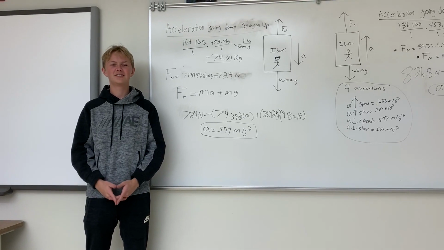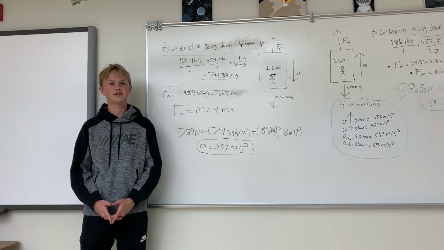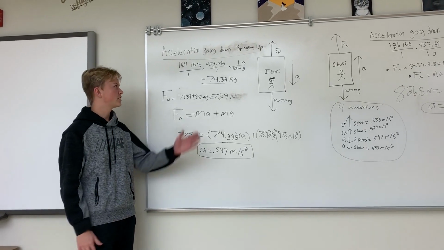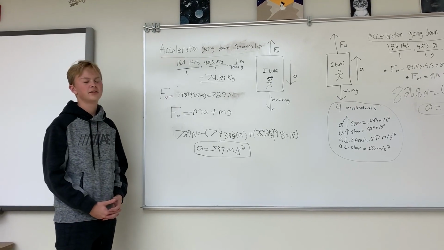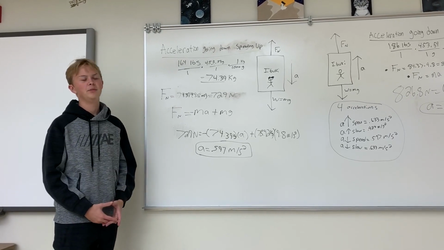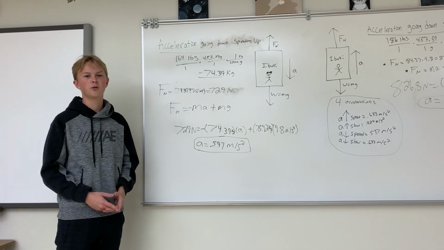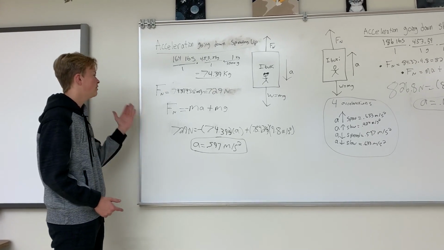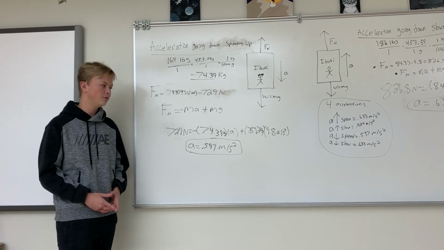For our final two accelerations, we use similar formulas as per the last two accelerations. And in this case, we're going to find the acceleration going down and speeding up. When Ibuki was in the elevator, we found him to be 164 pounds. And when plugging in the equation, we found he was 74.39 kilograms. And then when multiplying by 9.8, we found the normal force to be 729 newtons.